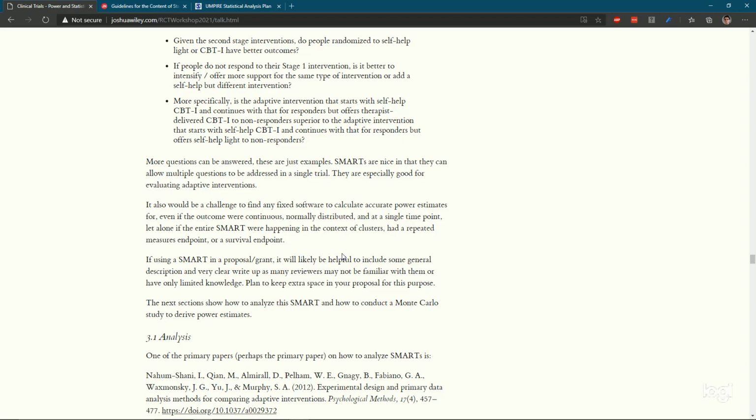If using a SMART in a proposal or grant, it's also likely to be helpful to include some general description and a really clear write-up, as I would not expect most reviewers to be familiar with them, or to have only limited knowledge. Plan to keep extra space in your proposal or grant for that purpose.